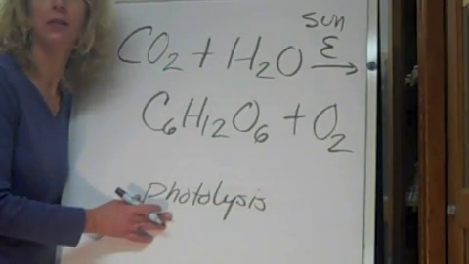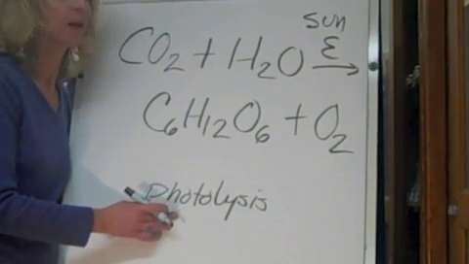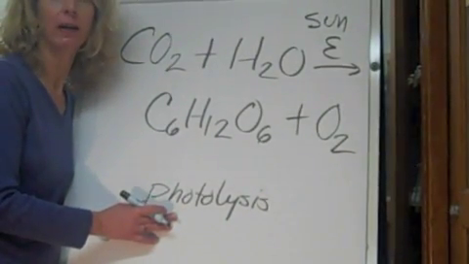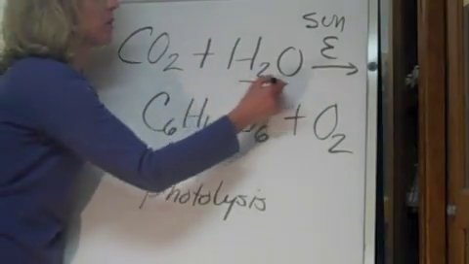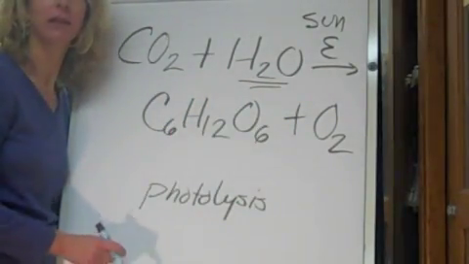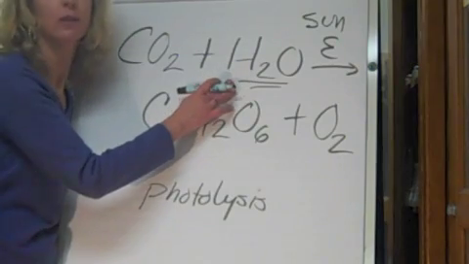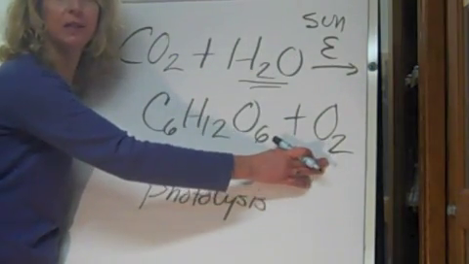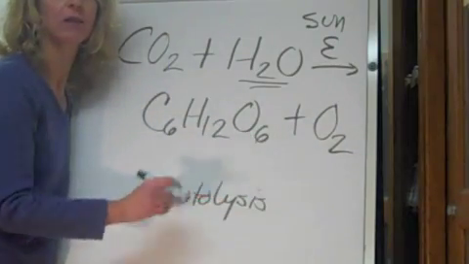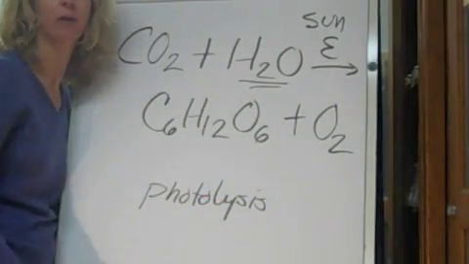Photo has something to do with sunlight. And it's the breaking of water. And water breaks and releases electrons. Okay? So when this water splits, electrons are released. And we know that hydrogen always goes with those electrons. That leaves us with oxygen being released as a waste product. So let's go back to the model and see how that works.